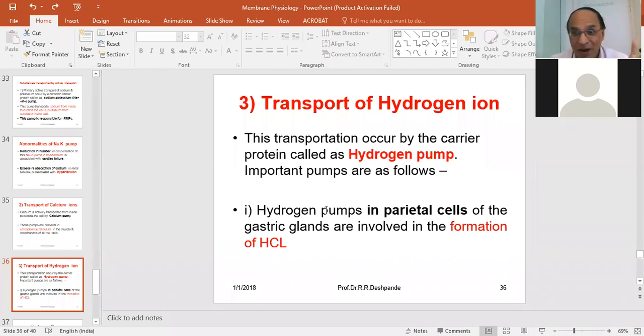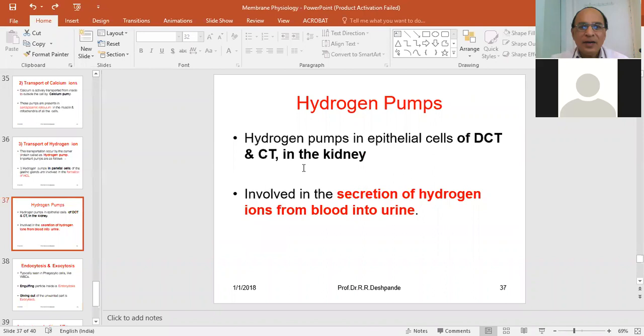So this is the applied part of transport across the cell membrane. First we have seen the introduction, then the theory, and then some examples. Another hydrogen pump exists in the stomach, in the gastric glands, for hydrochloric acid secretion. And you know why hydrochloric acid is needed? To convert the enzyme pepsinogen to pepsin.